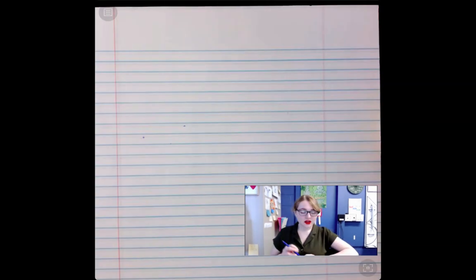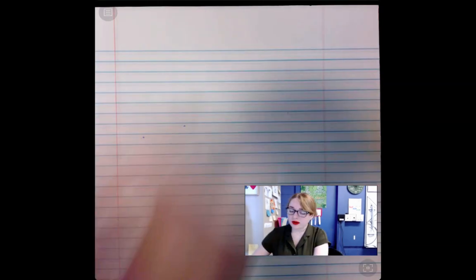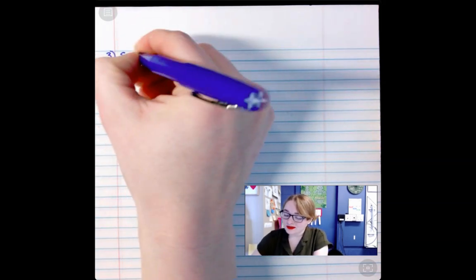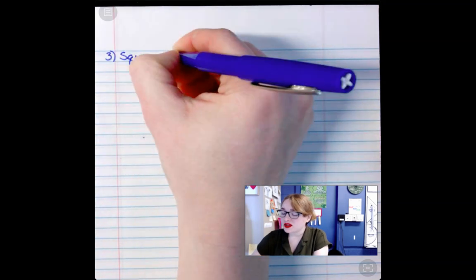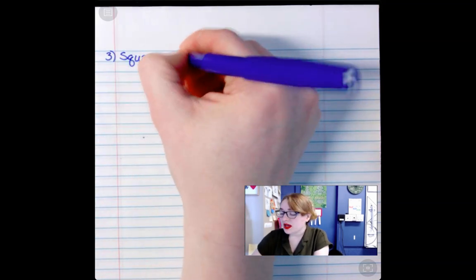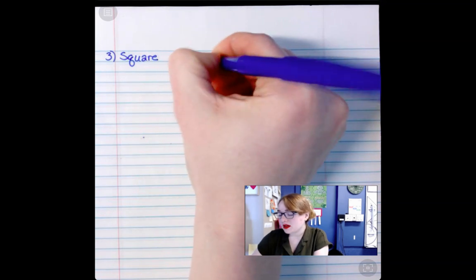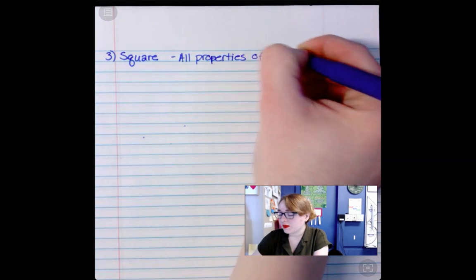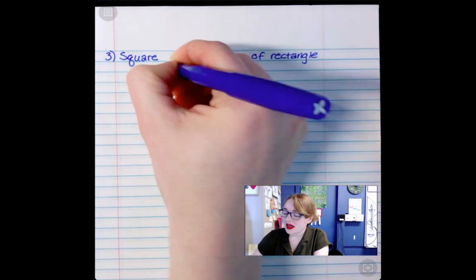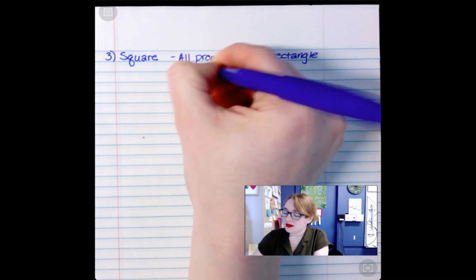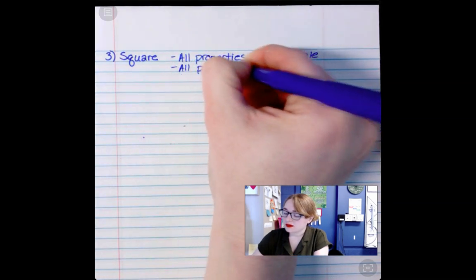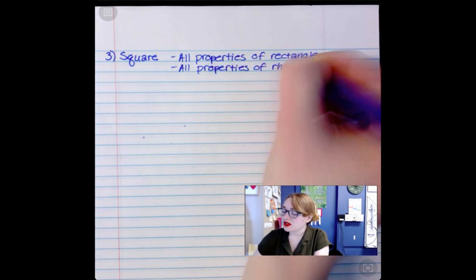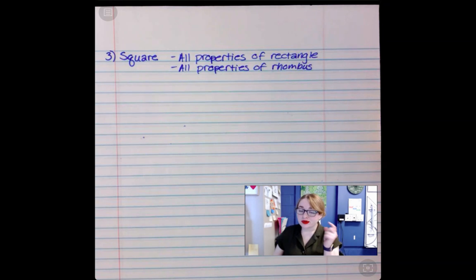All right, and then our third and final special parallelogram that we have to prove using points would be our square. Okay, remember that squares, in addition to the 5 cool rules, have all the properties of a rectangle, and they have all the properties of a rhombus. Okay, so this is actually going to have 3 tests as opposed to just 2 like the last ones.